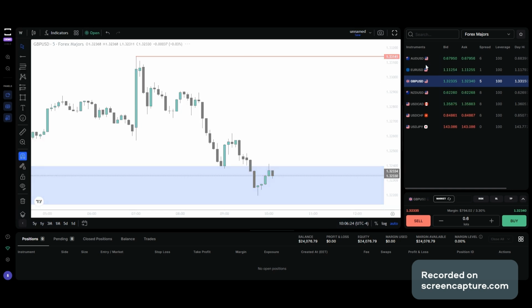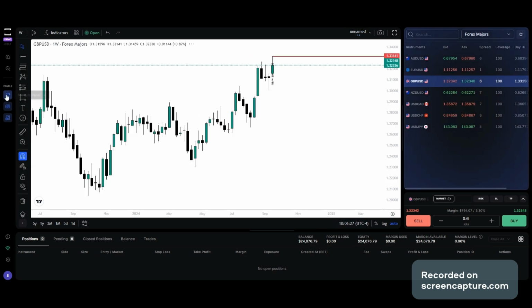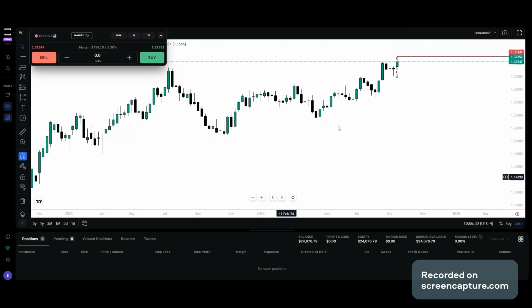If we go out to the weekly, go ahead and hide the market panel. We can see here this weekly imbalance, or this weekly tag is what we're using. So weekly to 4 hour to 15 minute, that's our time frame alignment. I'll plot that out here.